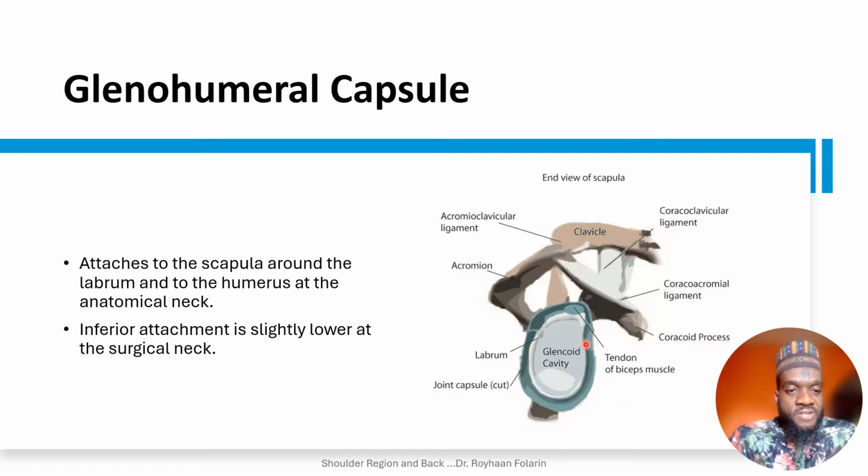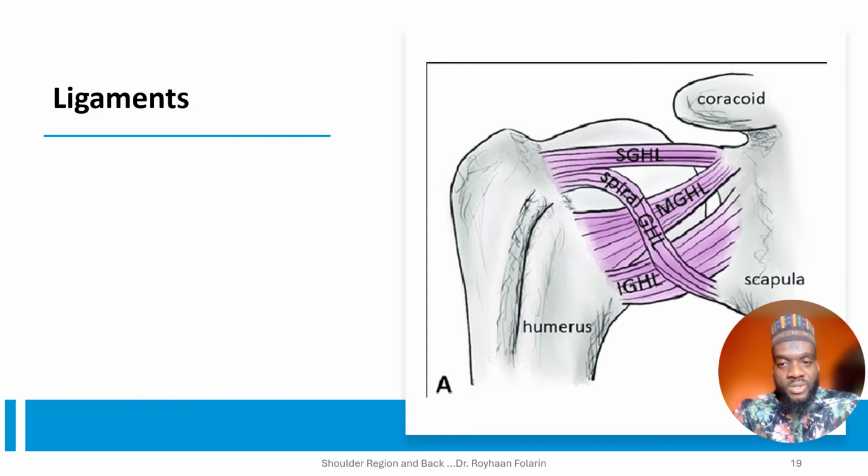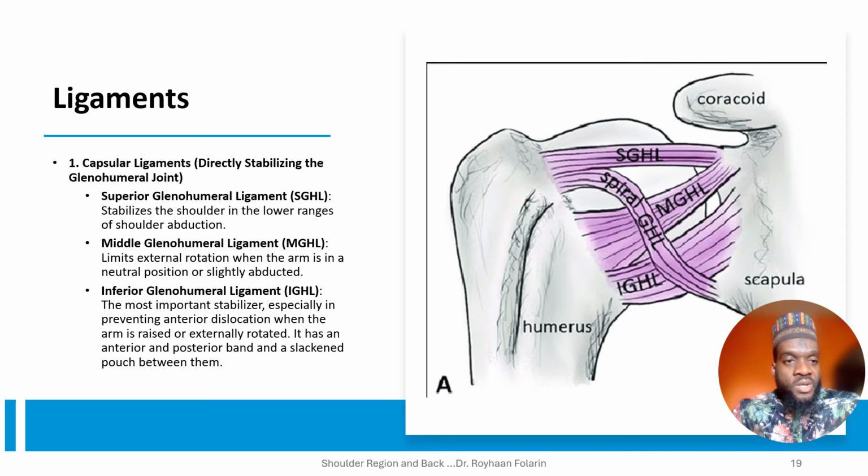So it attaches inferiorly, slightly lower at the surgical neck of the humerus as well. You know, the humerus has both the anatomical neck and the surgical neck. So its major attachment is at the anatomical neck, while it also attaches slightly lower to the surgical neck as well, which is usually susceptible to fractures.